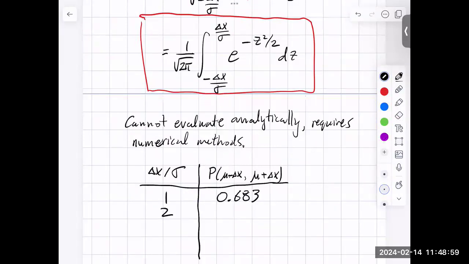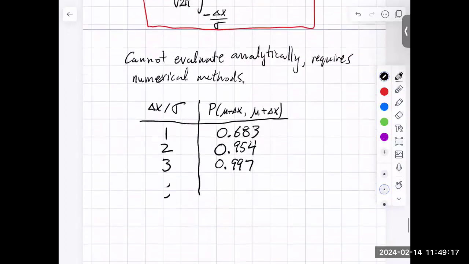Okay, and then what's the probability of finding a measurement that falls within 2 standard deviations of the mean? 95. And 3 standard deviations of the mean is like 99.7. I'm going to do a few more just to make a point. 4 and 5. So this is 0.99937. And then this is 0.999999, 6 nines and then a 4.